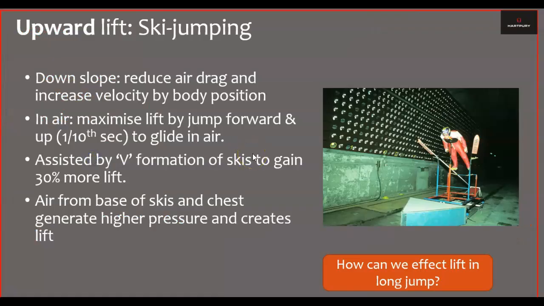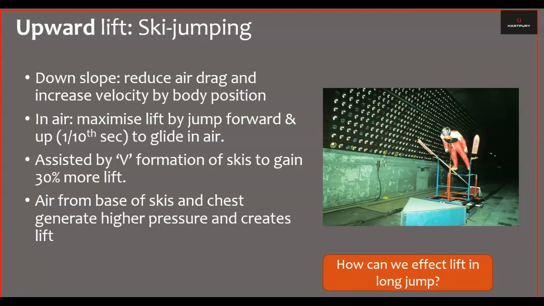Okay, so just thinking about an example then, if we've got a ski jumper here, the downslope reduces air drag and increases velocity by body position. In the air, we maximise lift by jumping forward to glide, and we assist that lift through a V formation of the skis to gain 30% more lift. So air from the base of the skis and chest generates a higher pressure and creates that lift. So lift is really, really important within ski jumping.